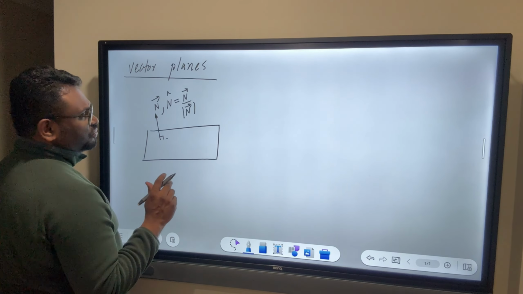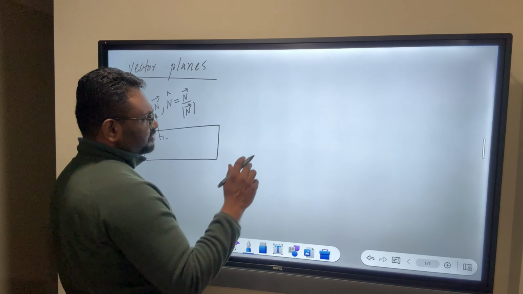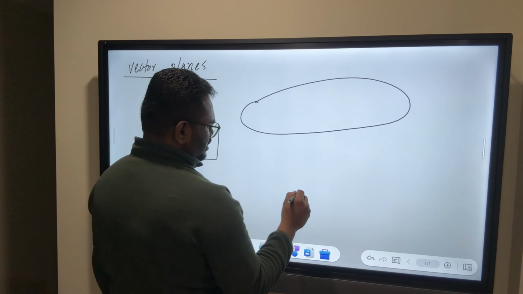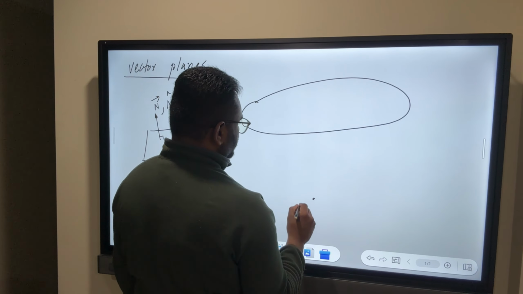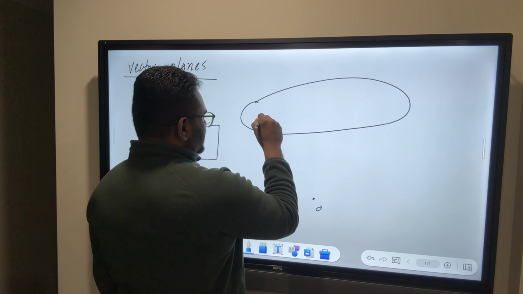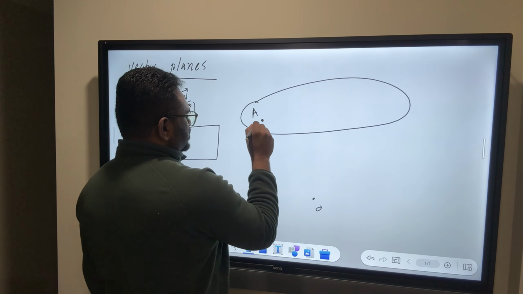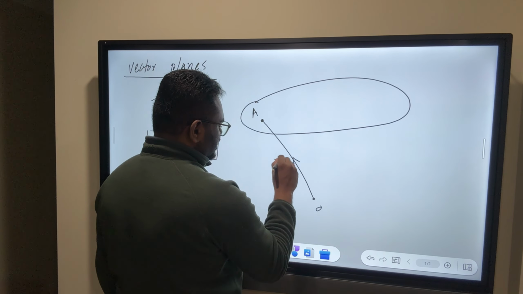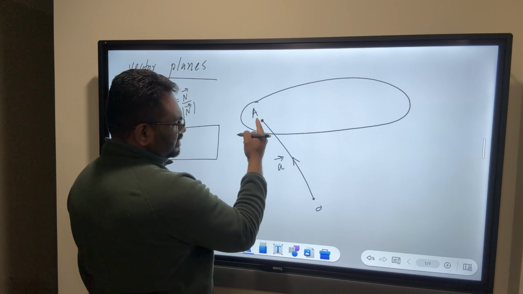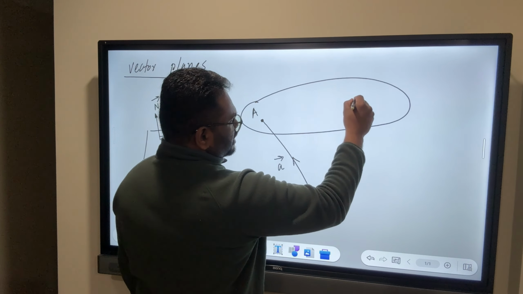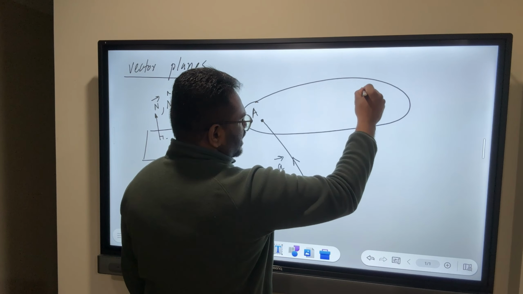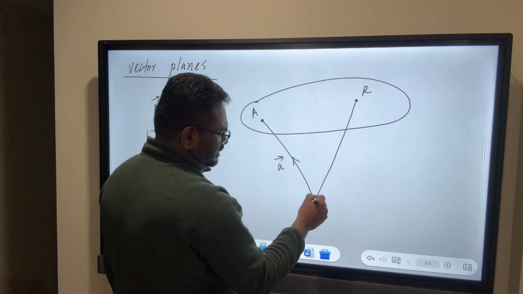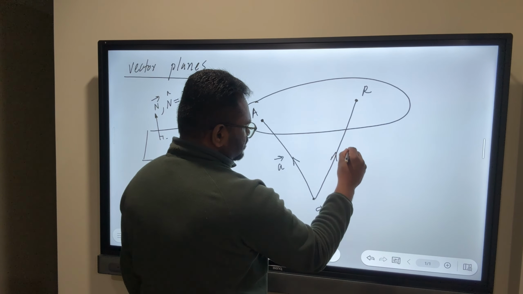Now, we need to find the equation of a vector plane. To do this, we will consider these points. Suppose this is the origin. This point A is a known point on the plane. So this A vector is a known position vector because this is a known point on the plane. Take another point here, suppose point R. A and R are both on the plane. So this vector, you can say, is the R vector.